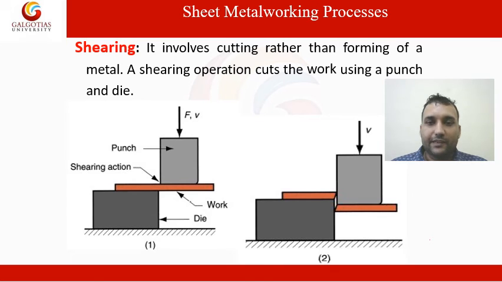The next process in sheet metal working is shearing. It involves cutting rather than forming of a metal. In shearing operations, the parts are cut, like in this figure, where the punch is forced on the workpiece, and this is the die. So the part is cut from here.